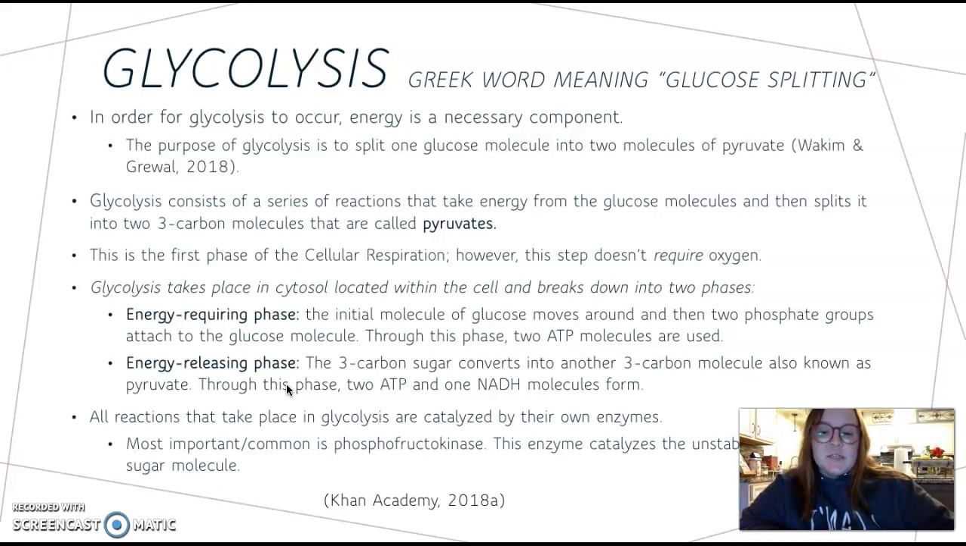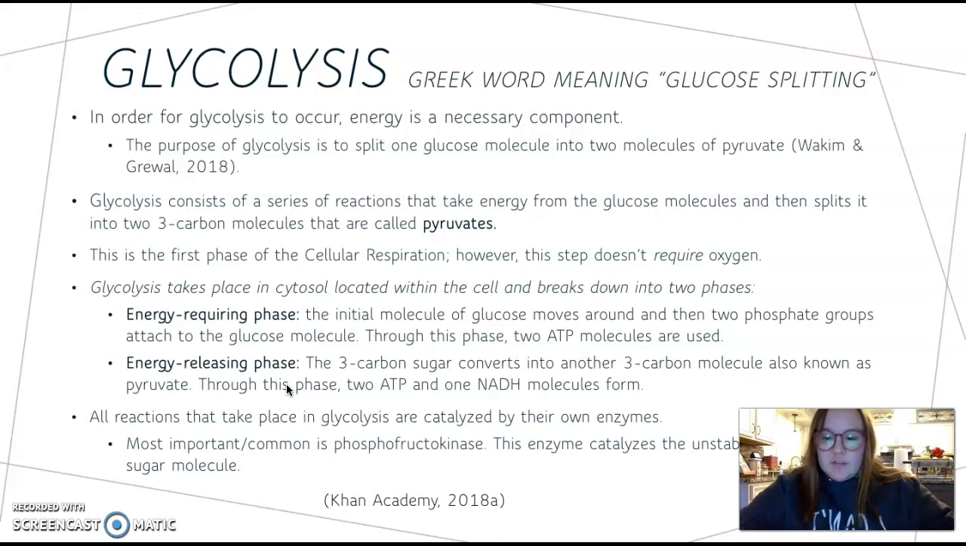So glycolysis takes place in the cytosol, which is located in the cell, and it breaks down into 2 phases. The first is the energy requiring phase, which is the initial molecule of glucose. It moves around, and then 2 phosphate groups attach to each glucose molecule. Through this phase, there are 2 ATP molecules that are used.